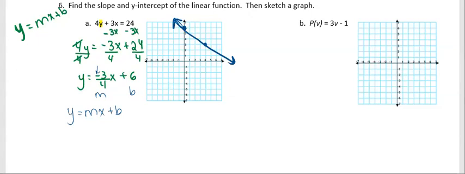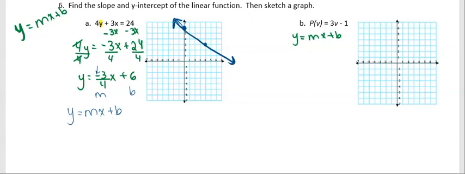Let's try part B. Part B is already in y equals mx plus b form. The negative 1 is the b. The 3 is the m. Yes, the variable is v this time instead of x, but that's okay. It's still in the same form where we have the number times the variable and then plus or minus the constant. So we can graph this one.